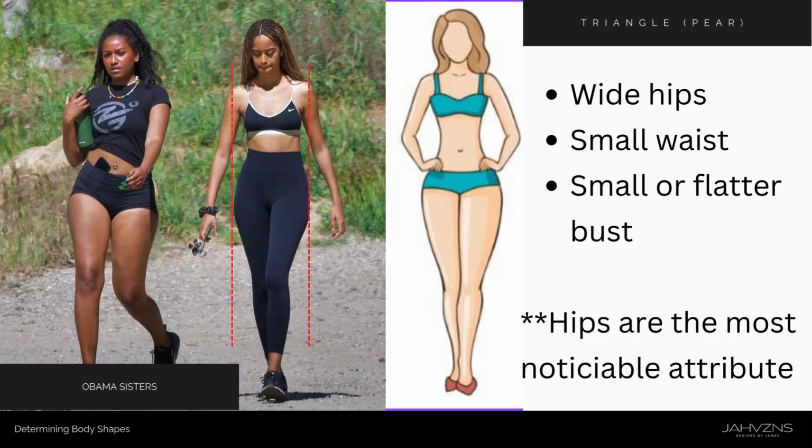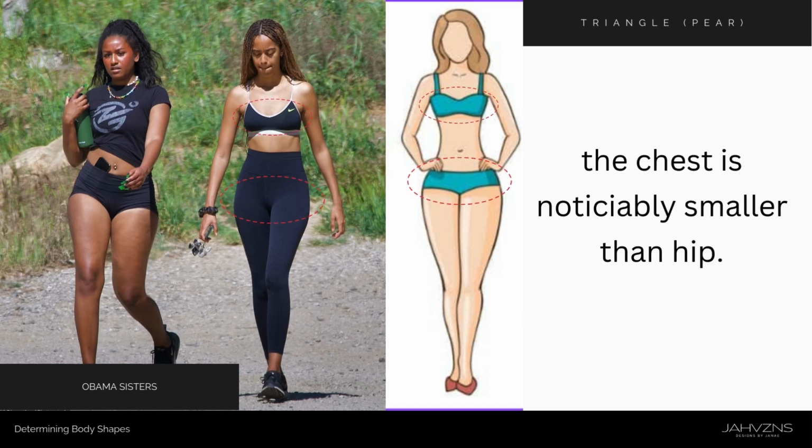Another example would be the Obama sisters. While the unknown beauty from the previous slide may appear to have more weight, these ladies are slimmer pear-shaped women. A huge identifier again is if the chest is noticeably smaller than the hips.